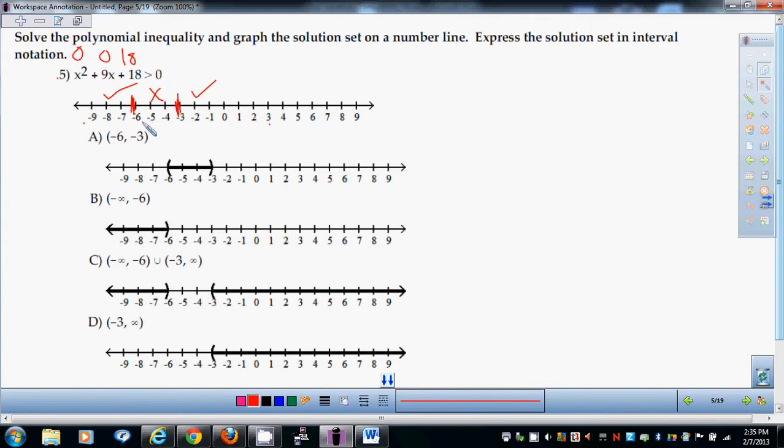This little symbol here just means and. So don't worry about that little U, it just means included. So the answer is C. Like I said, if you need to pause and discuss that with your neighbor, that would be perfectly fine. Number 6.